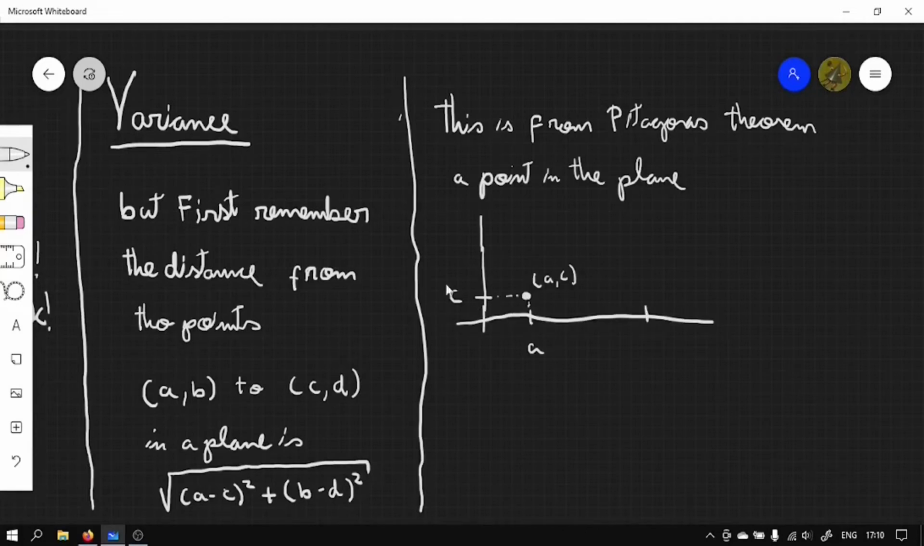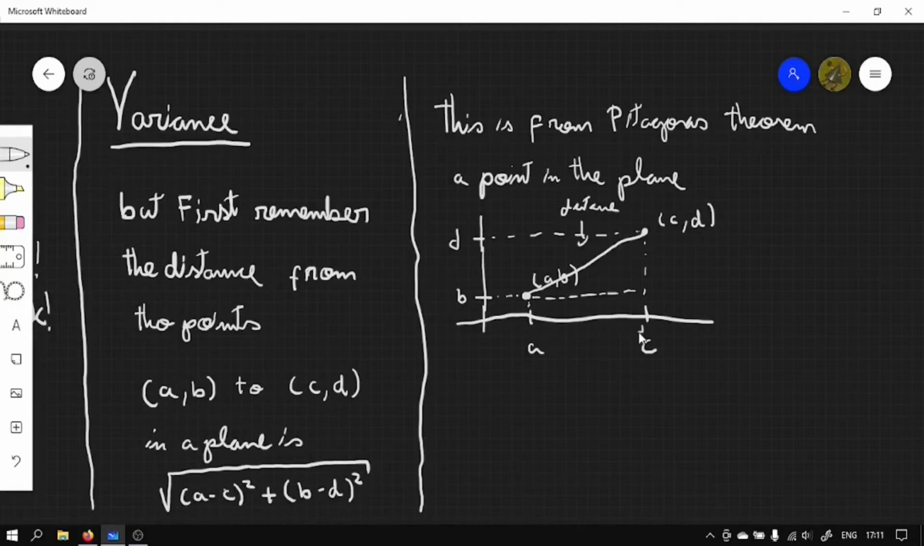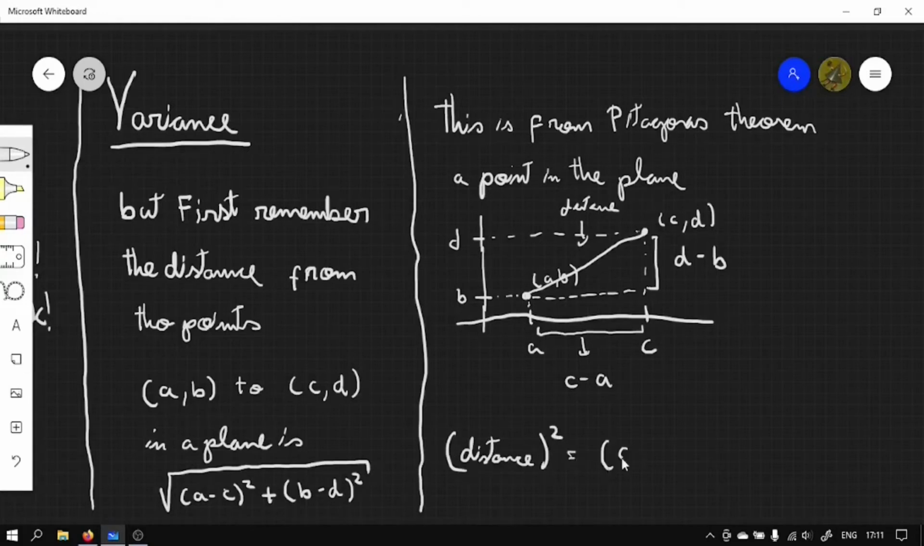We have AB and CD, which is graphed like this. The distance is this line here, and this space that we have here is c minus a, and this space here is d minus b. By Pythagoras' theorem, this is a right triangle, and the distance, which is the hypotenuse squared, is equal to the sum of the squares of the two catheti.